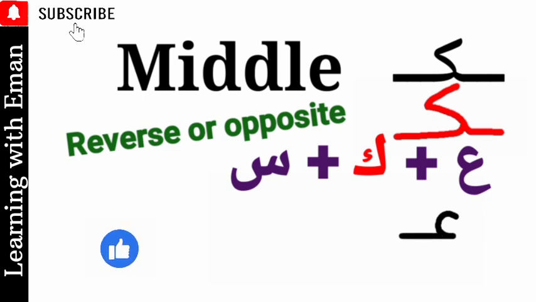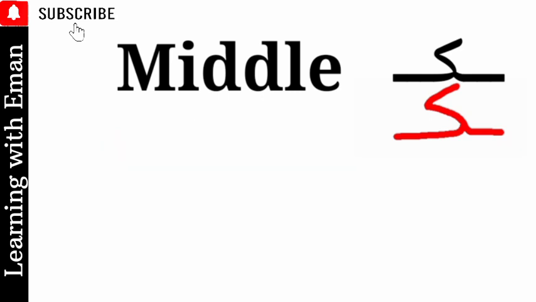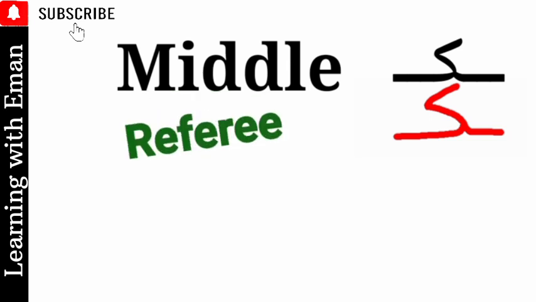ع ك سي عكس. And next, حكم means referee.